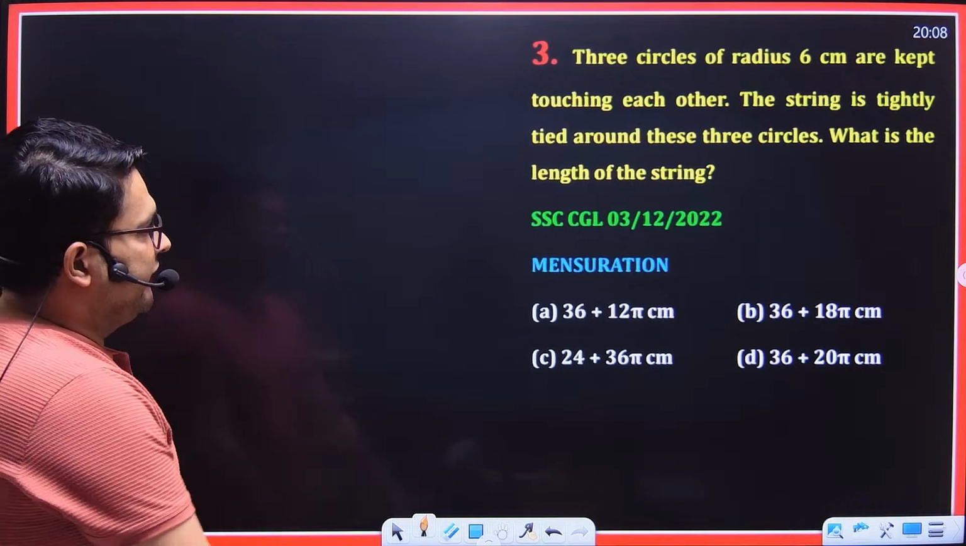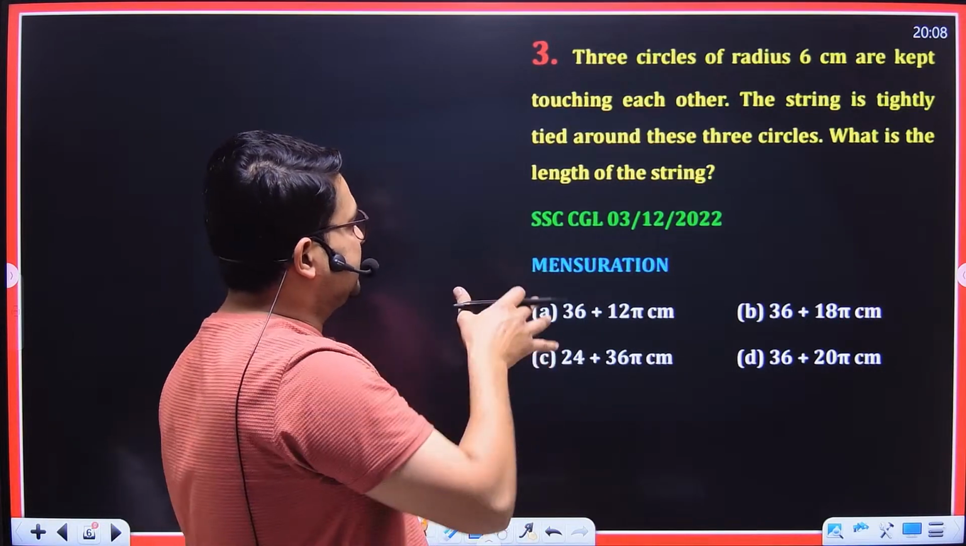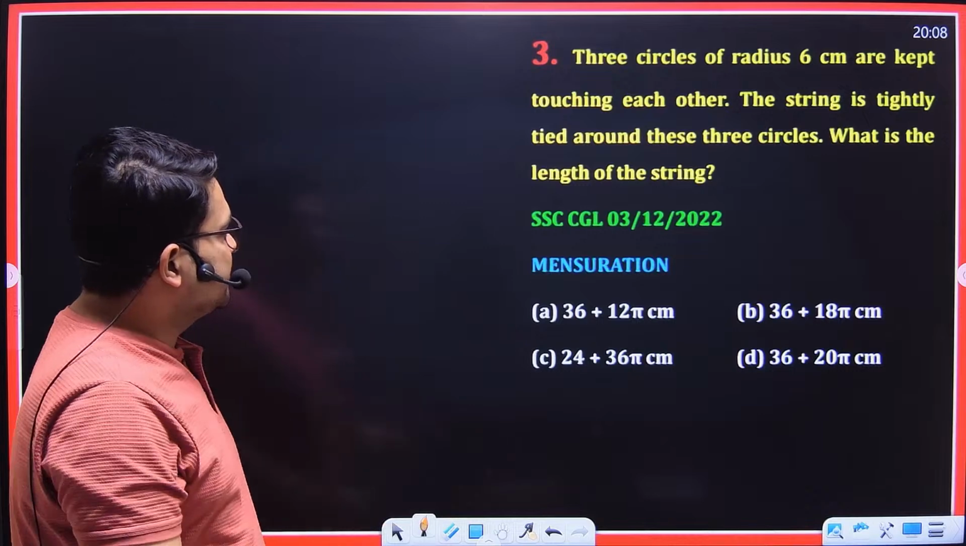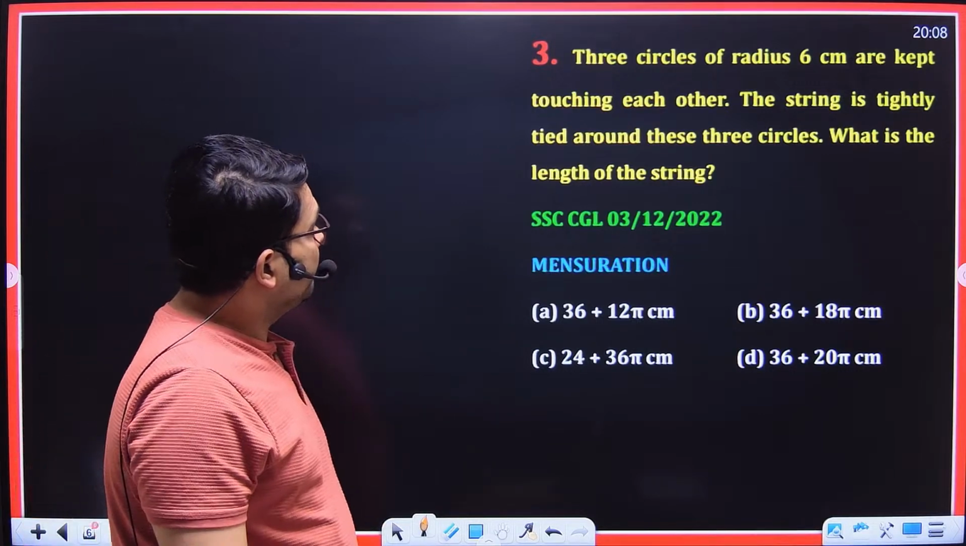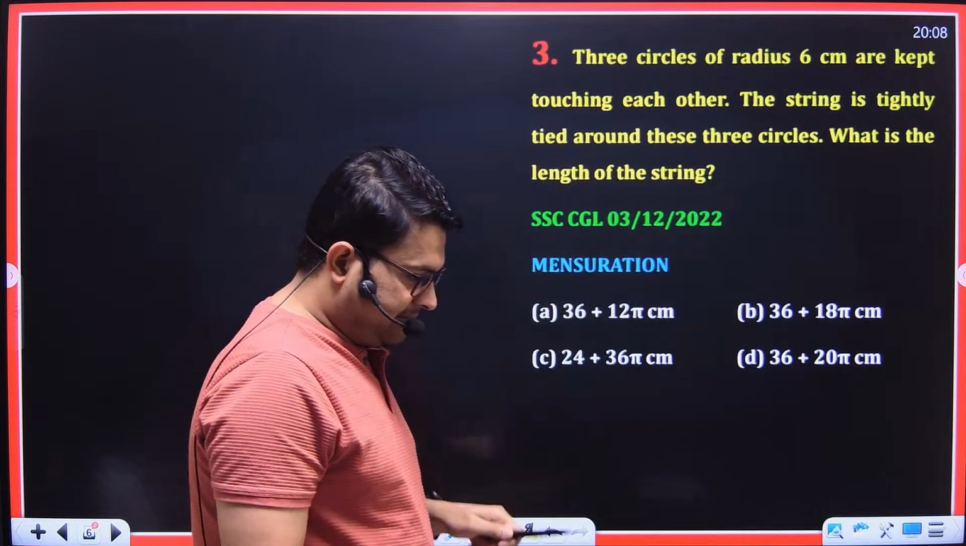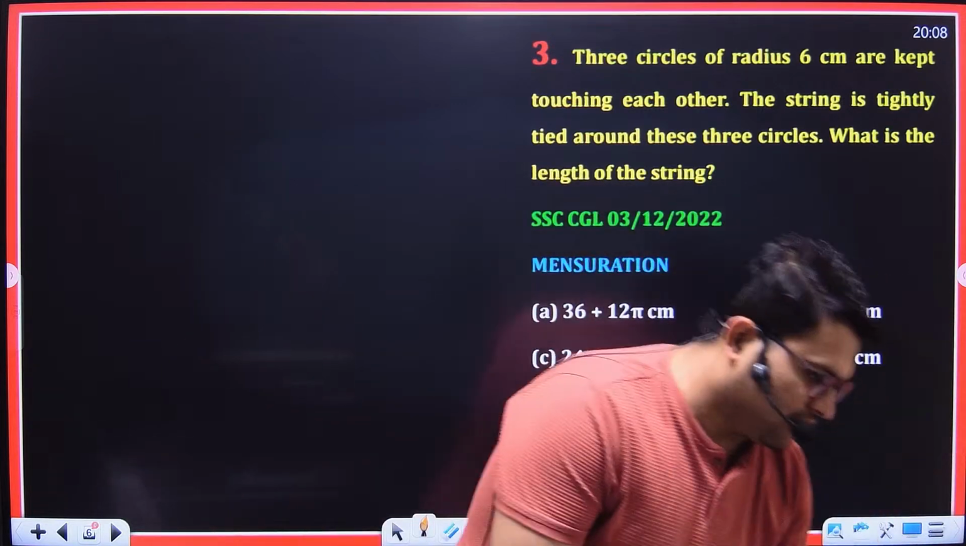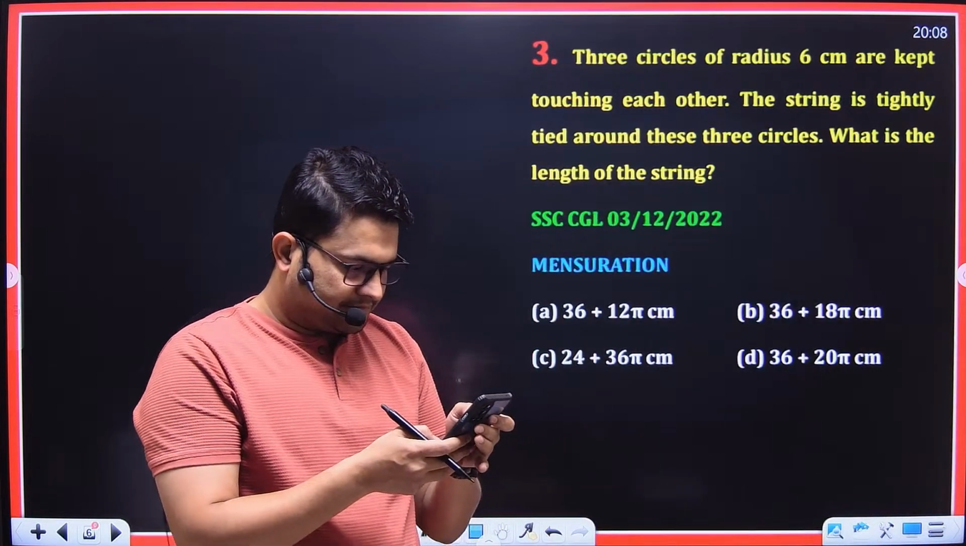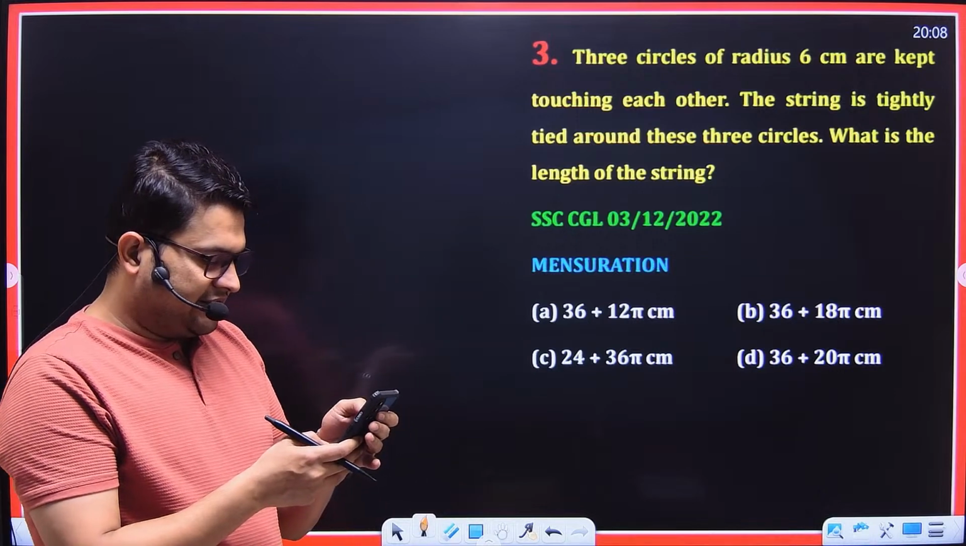3 circles of radius 6 cm are kept touching each other. The string is tightly wound around these 3 circles. What is the length of the string? You have to calculate the length of the string.